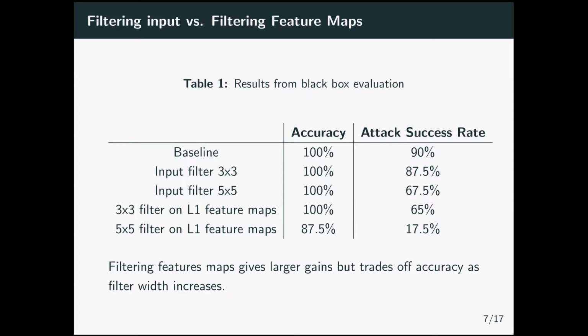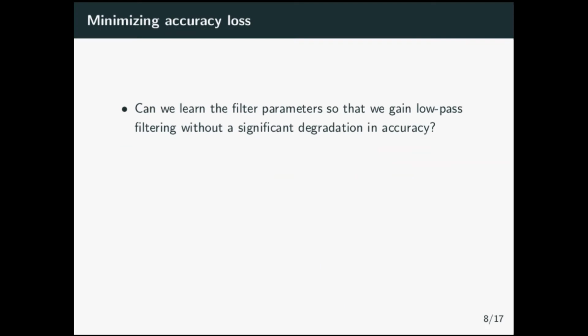We see that as you increase the filter width, you get some marginal gains in the drop of the attack success rate for input blurring, but the feature map filters see a much higher drop in attack success rate. Unfortunately, you suffer some penalty in accuracy. So can we learn filter parameters so we can gain low pass filtering without suffering this degradation in accuracy?